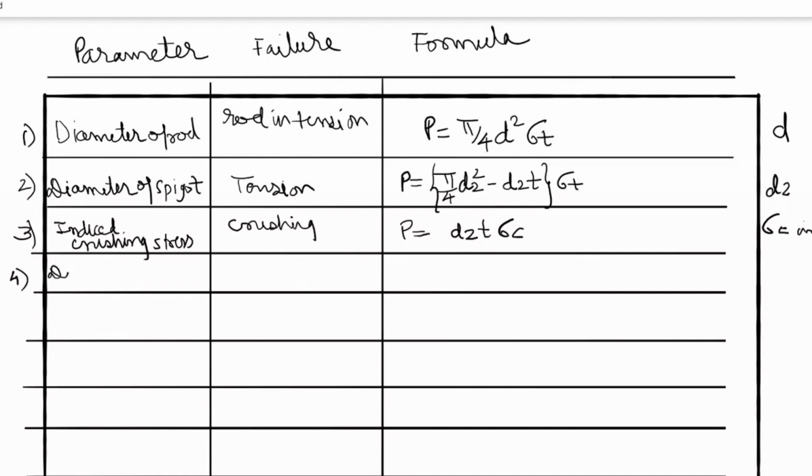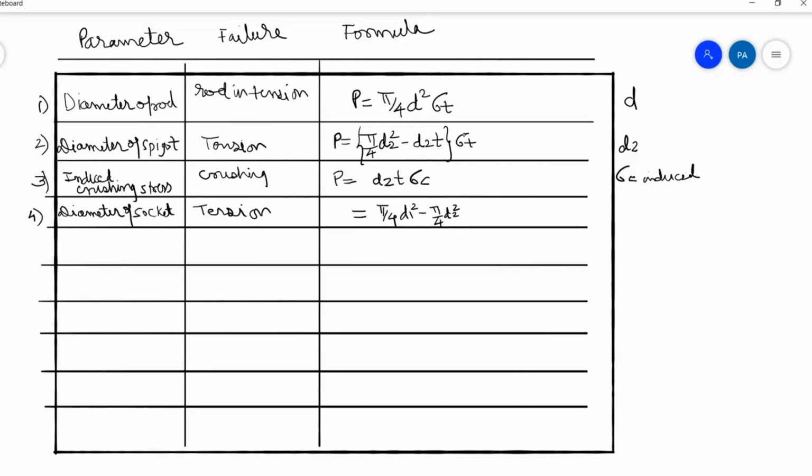Then next we find diameter of socket. And how do we find this? By considering the socket in tension. And what we get in the area, we get a circle, and in that circle there is another circle, and the area between the two circles is considered, and in that also there is a slot cut. So what will be the area? Area becomes pi by 4 d1 square minus pi by 4 d2 square. So this is the area between both the circles.